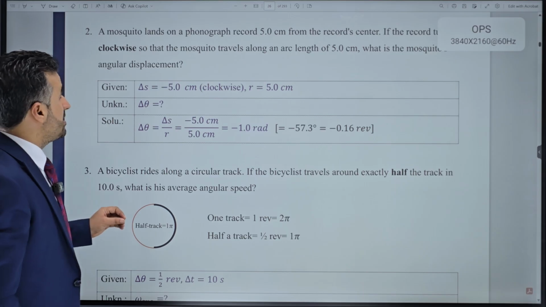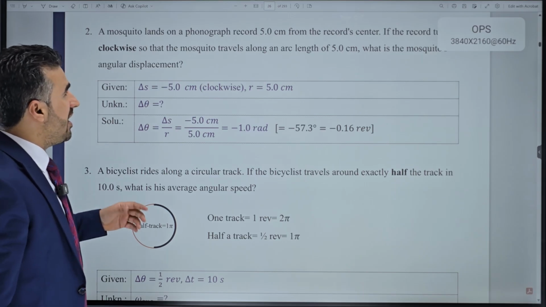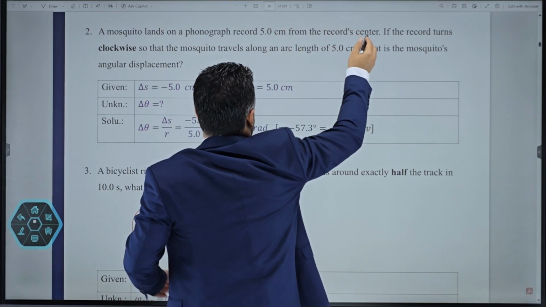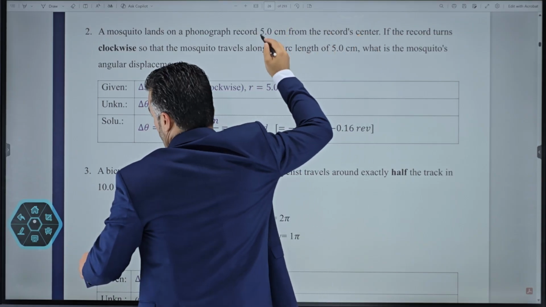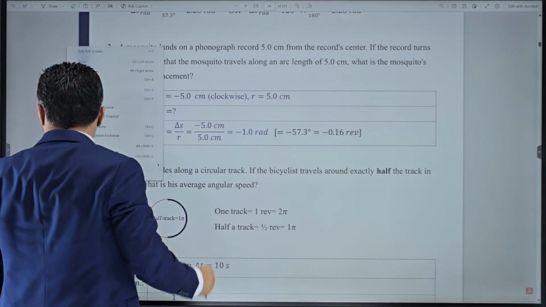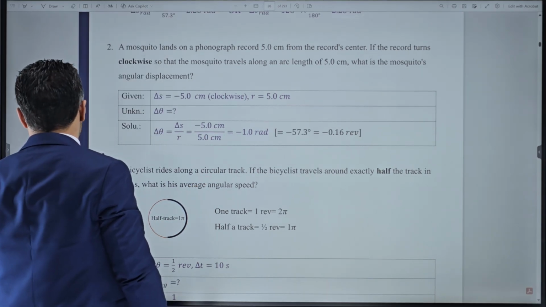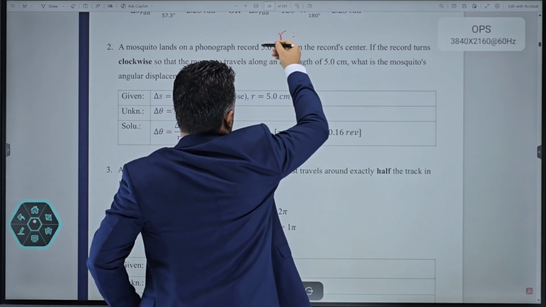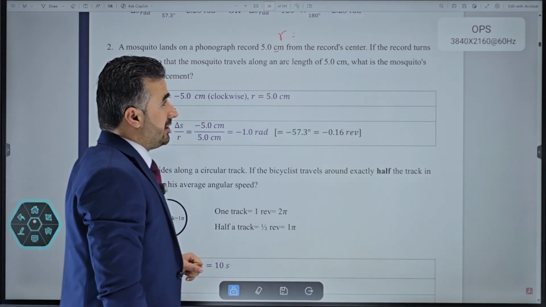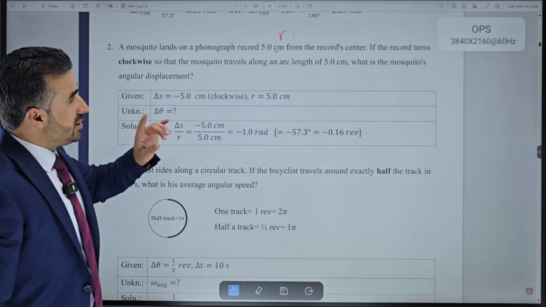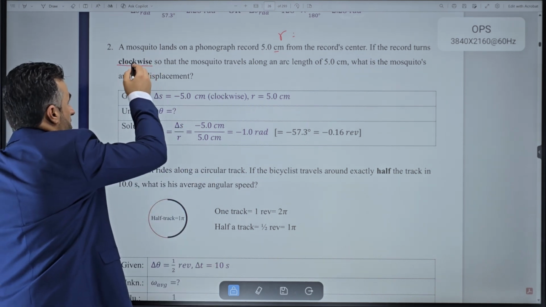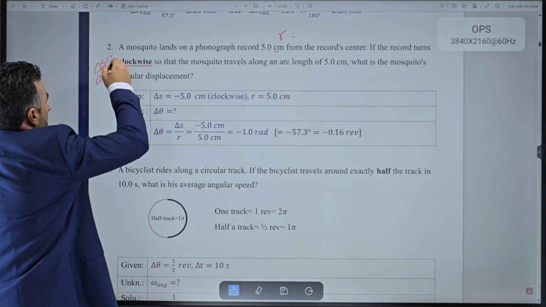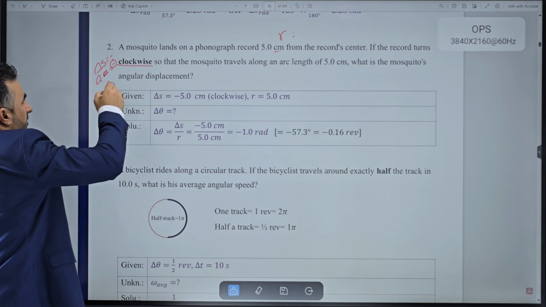It says a mosquito lands on a phonograph record, which is 5 centimeters from the record center. Whenever a question tells you something is this much far from the center, that is always the radius, don't forget. But of course, you have to convert the centimeter to meter. The record turns clockwise, so that means the arc length is going to be negative, delta theta is also going to be negative, but the radius is always positive, don't forget.